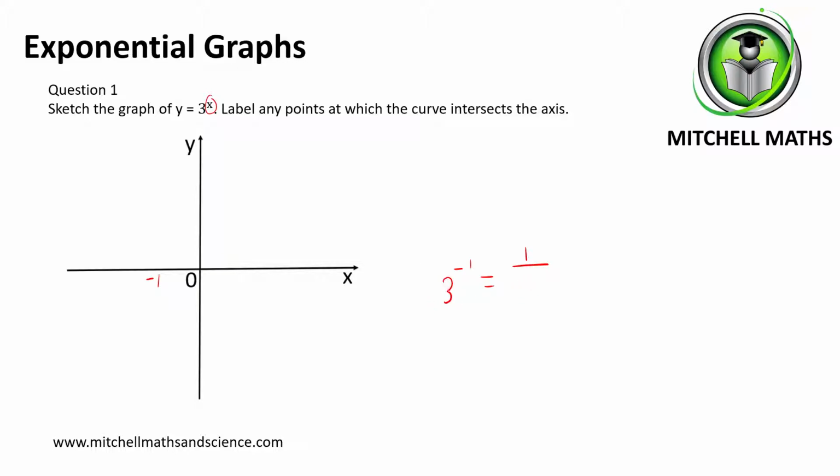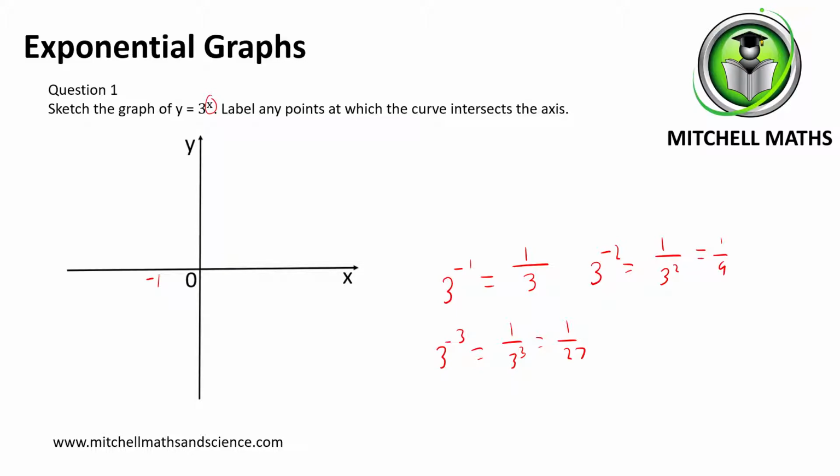For example, 3 to the power of minus 1 would be 1 over 3. 3 to the power of minus 2 would be 1 over 3 squared, that would be 1 over 9. And 3 to the minus 3 would be 1 over 3 cubed, so that'd be 1 over 27.